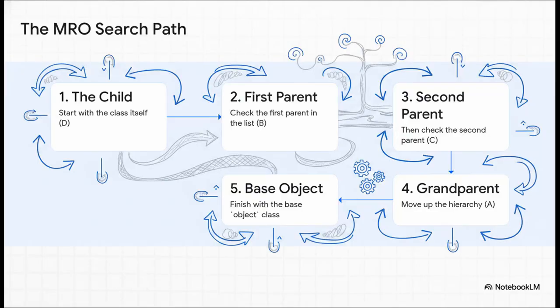So how does Python figure this out? It follows that MRO path, and it's always the same. Let's trace it together. First, Python looks in the child class itself, D. If the method isn't there, it moves to the first parent you listed, which is B. Still no luck? It then checks the second parent, C. Only after it's checked all the direct parents does it move up to the grandparent, A, and then finally to the base object class that everything in Python inherits from. It's a clear, predictable order, so there's never any confusion.